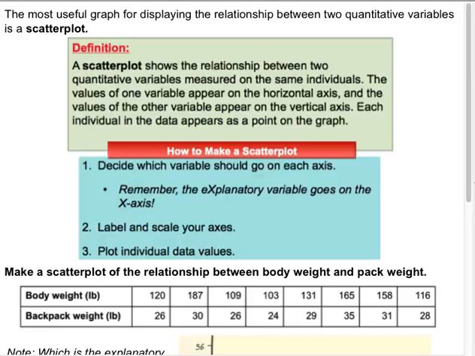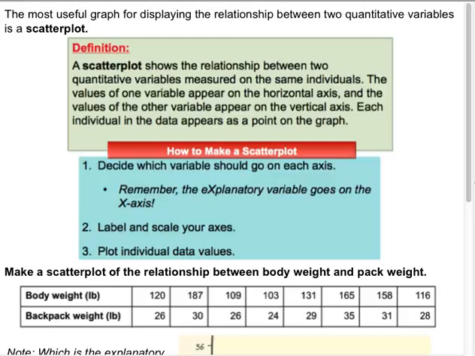Now, of course, in statistics, we're always looking for how can I graphically display this data, okay? How can I visualize this data? When we're dealing with two quantitative variables, the best way is a scatter plot, okay? A scatter plot shows the relationship between two quantitative variables measured on the same individuals. The values of one variable appear on the horizontal axis. That's going to be the explanatory variable. And the values of the other appear on the vertical. That's going to be the response. Each individual in the data appears as a point on the graph.